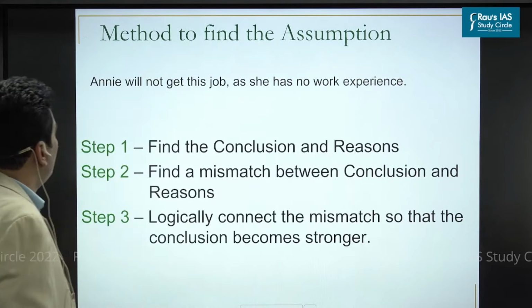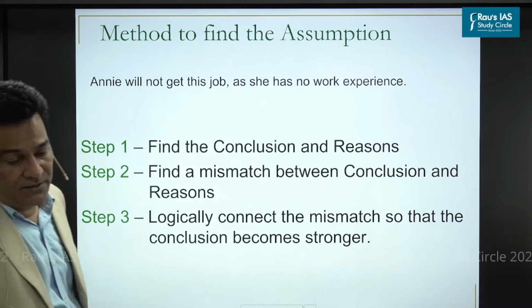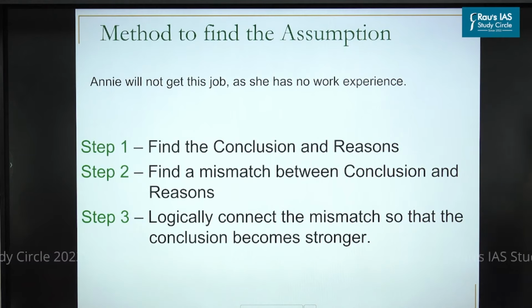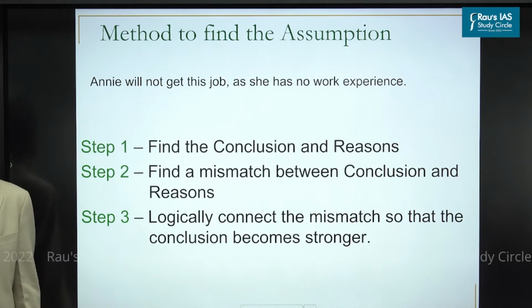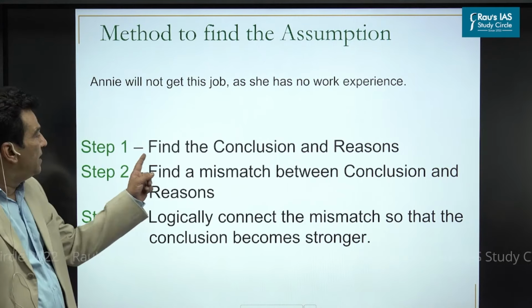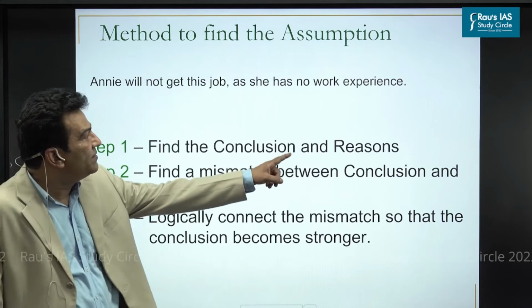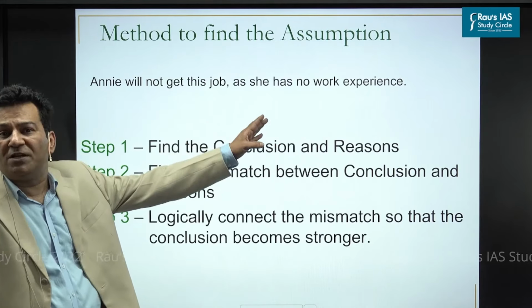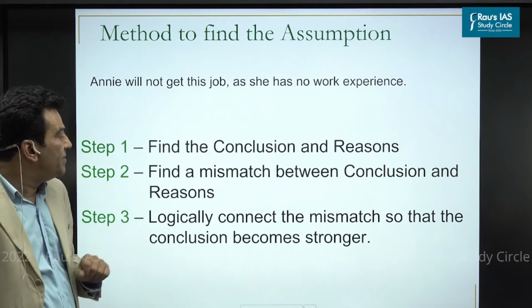I want you to write it down as a first step, and then we'll understand it. Written? I'm just repeating this stuff. We'll understand it when we apply this on questions. The first step is you identify the conclusion and the reasons. This is something which we've already done. The method is to find out which part supports which particular part, that helps you identify conclusion and reasons.